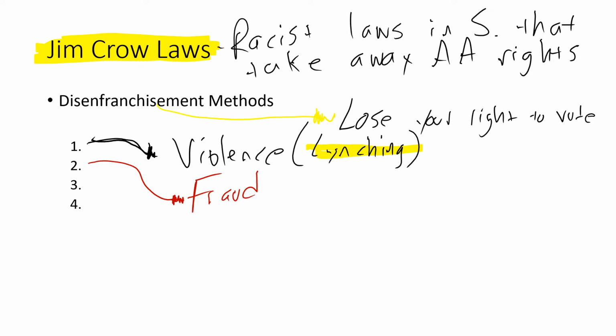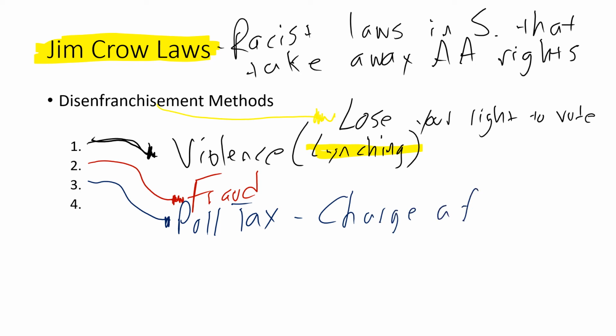Now, the last two are probably the sneakiest ways that they're going to try to disenfranchise. Once again, disenfranchise means to take away your right to vote. So, number 3 way that African Americans were disenfranchised was through what are called poll taxes. So let's write down poll taxes. Number 3 is what's called a poll tax. And what a poll tax is, that's where you charge a fee to vote.